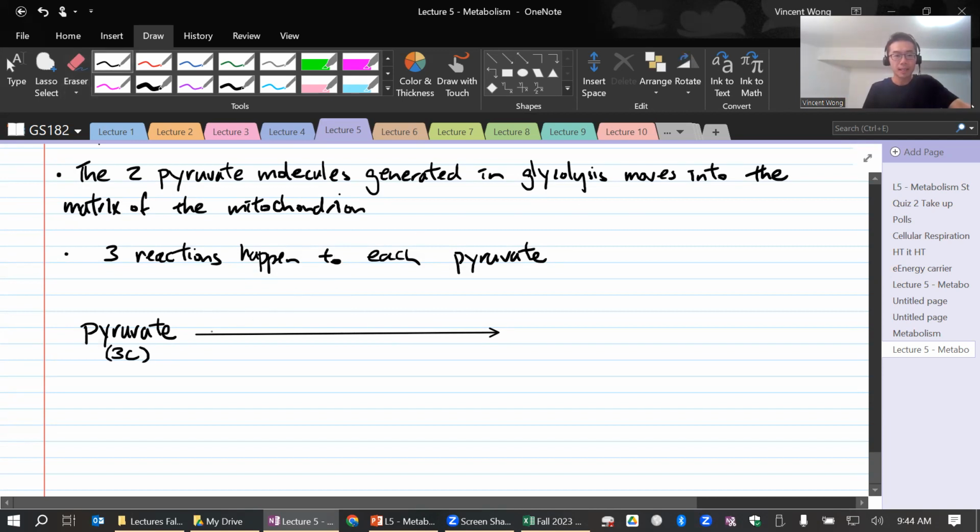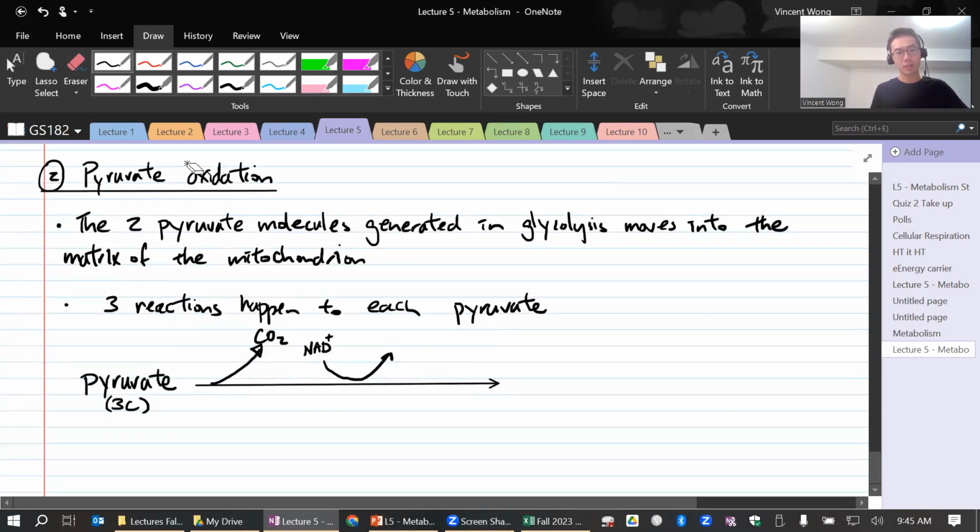So first thing is we will remove a carbon dioxide. Step 2, we will release some electrons. Well, that's why it's called oxidation, right? Pyruvate oxidation. We will remove more electrons from it. Of course, those are going to be captured by NAD+, which then becomes NADH.